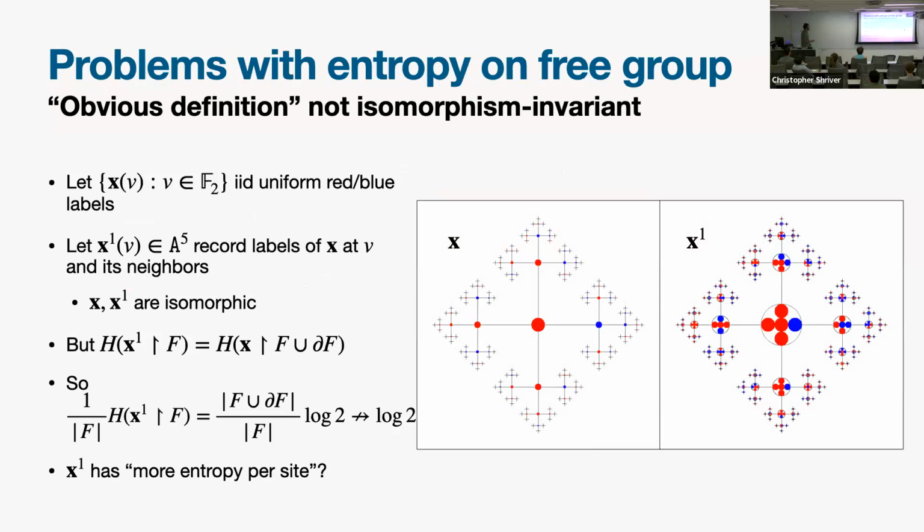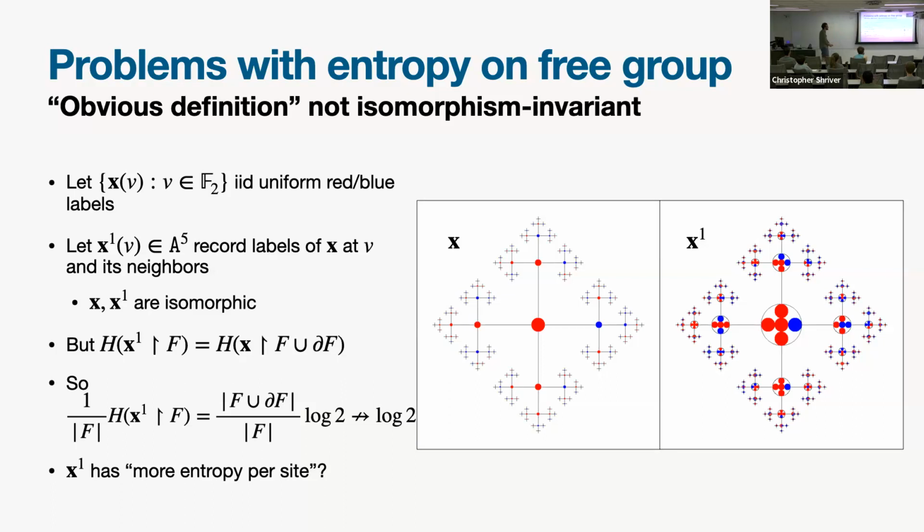Okay, so this may be too much on a slide, but I want to talk about why it's not isomorphism invariant. What I have here is two systems that are the same. I'm looking at a free group, and just like with the line, I'm labeling all the elements by red and blue. I've taken some random labeling of red and blue symbols on the vertices of this tree. And on the right, I'm taking the exact same labeling, but at each vertex, I also record what was at its neighbors.